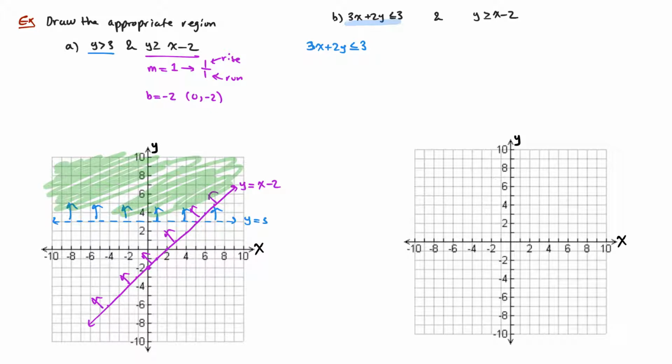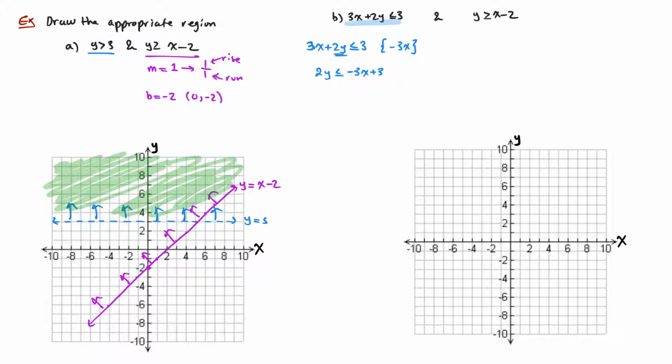So I want to isolate for y. So the first thing I will do is remove the 3x by subtracting both sides by 3x. So subtract 3x from both sides. This is a safe step because subtracting or adding values does not change the inequality sign. So I get 2y on the left hand side, and on the right hand side I get negative 3x plus 3, or 3 minus 3x. It doesn't really matter which way you do it.